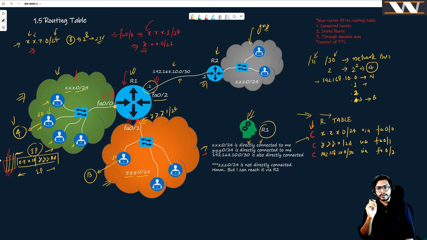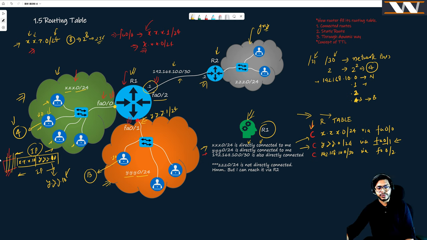And interestingly, this packet wants to go to y.y.y.0, and this router has this route. This packet wants to go to y.y.y.10, which is the 10th host of this network. This router has this information, right? That the y.y.y.0 network is connected via the FA0/1 interface.